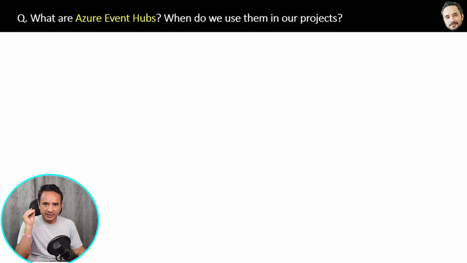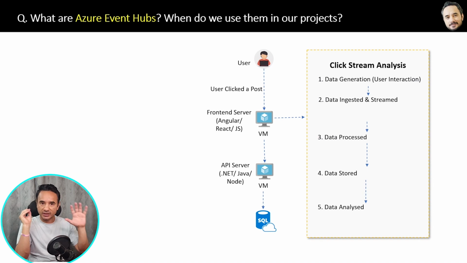So as I explained in the clickstream analysis process in the previous question, the first step is data generation via user interaction, which means that in the front-end system, you have written some JavaScript code which will capture the interaction you are making with the website. That event is passed to the next step. The next step is data ingested and streamed, which is handled by Azure Event Hubs in Azure. So this is the tool we will use to do data ingestion and streaming.